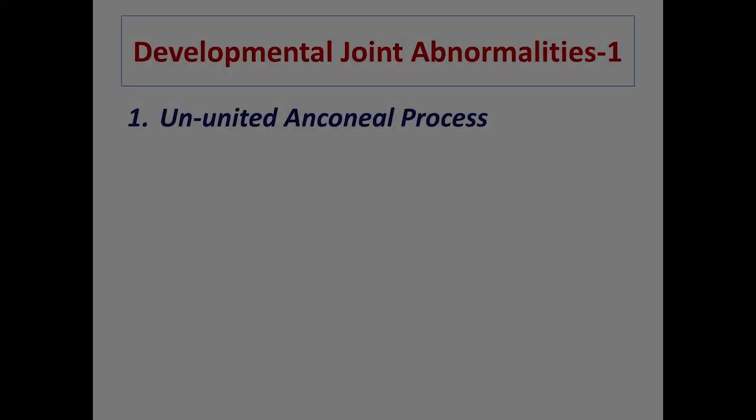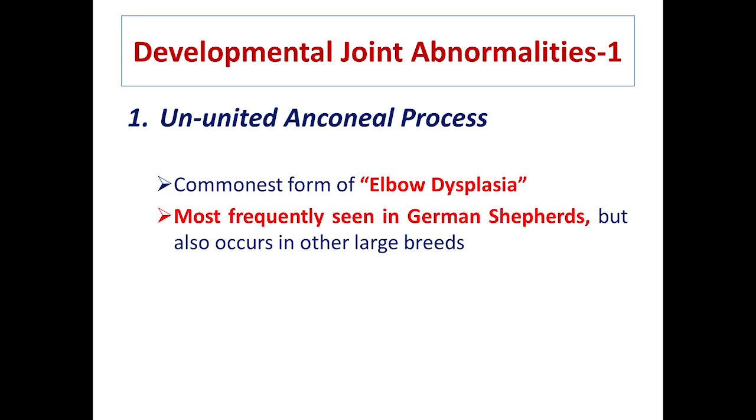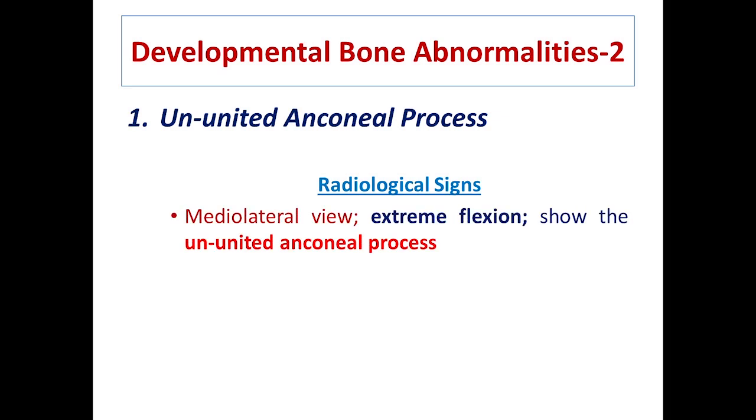Now come towards the second part of the video, that is about the developmental joint abnormalities. Ununited anconeal process, that is also known as elbow dysplasia. This is very common in large breed dogs and frequently seen in the German Shepherd. Listen very carefully that elbow dysplasia and hip dysplasia are very common in large size dogs. To show the anconeal process radiographically, you have to take the radiograph in extreme flexion with a mediolateral view.